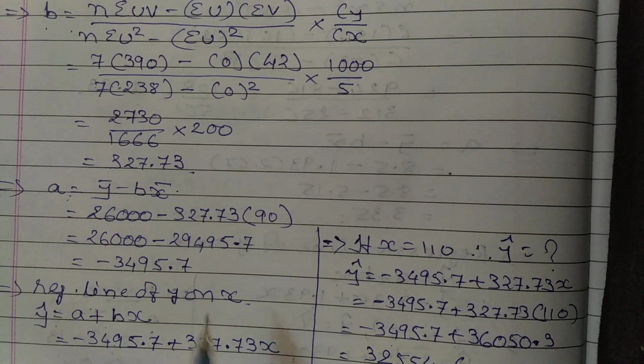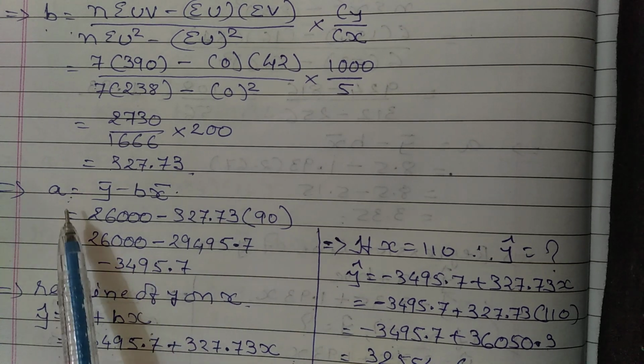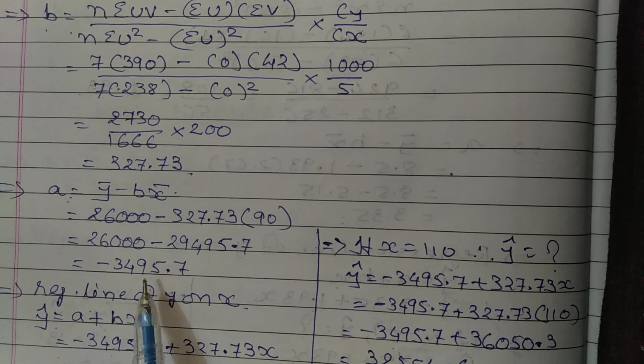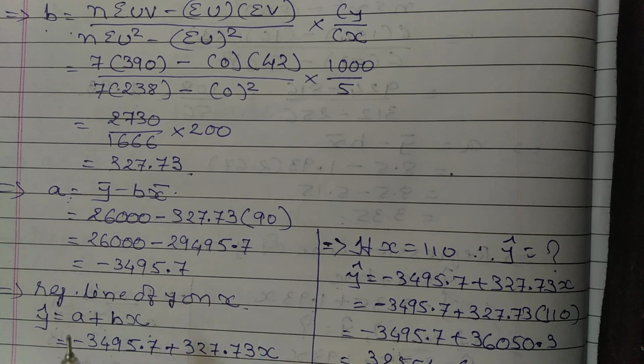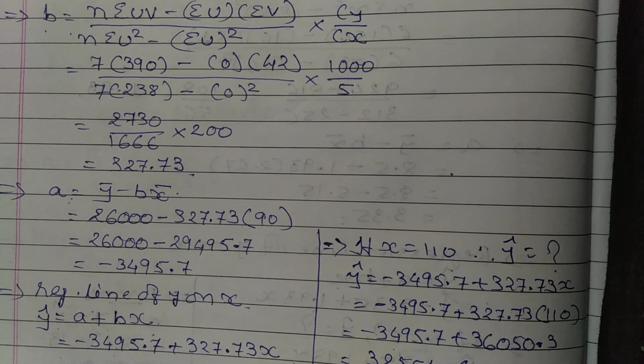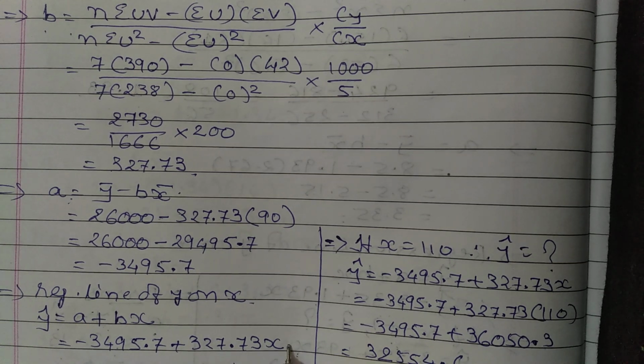Y bar and X bar have been placed here. Y bar minus b X bar, the answer would be minus 3,495.7. The regression line of Y on X, that is Y cap is equal to a plus bx. That means place the value of a, place the value of b. This is your regression equation.